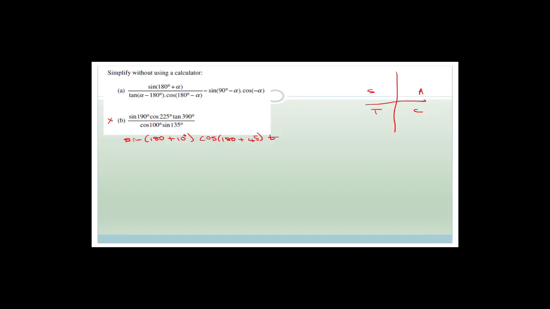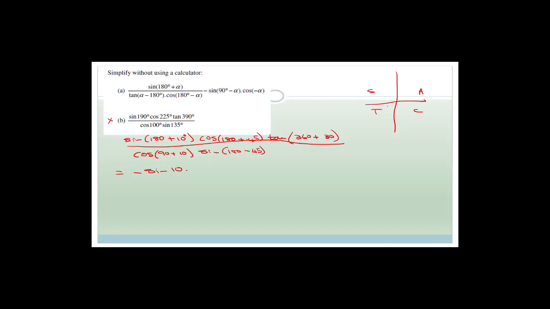Then we've got tan of 360 plus 30 degrees all over cos of 100. Now cos of 100 is the same as cos of 90 plus 10. And sine of 135 is sine of 180 minus 45. So sine of 180 plus 10 is the same as negative sine 10.